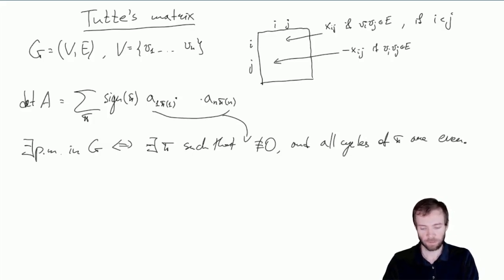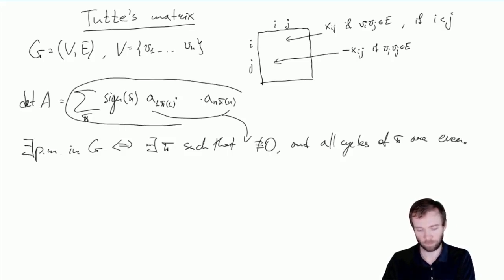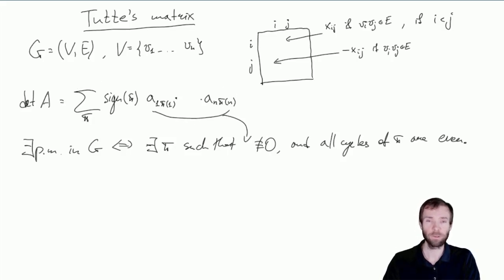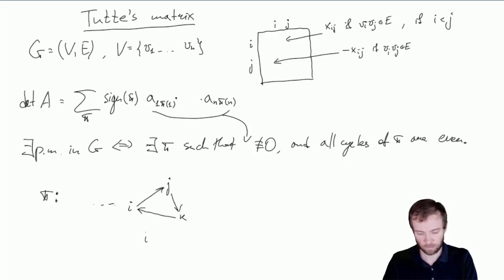And it turns out that actually after we take the sum of all these terms, the terms corresponding to permutations with odd cycles will make each other vanish. And all the terms corresponding to permutations with only even cycles will not vanish. So let's see why. Let's take some permutation P for which we have an odd cycle, say a triangle. And let's assume that i is less than j and less than k.